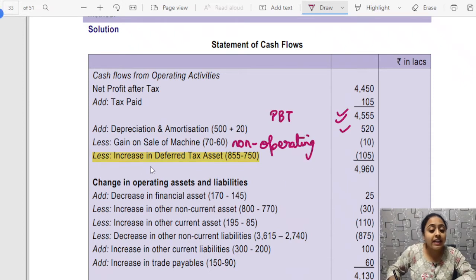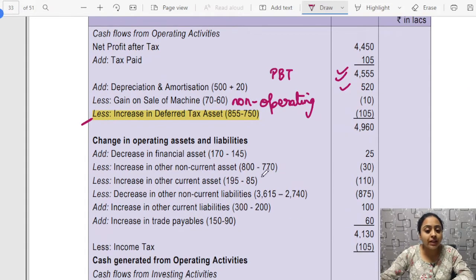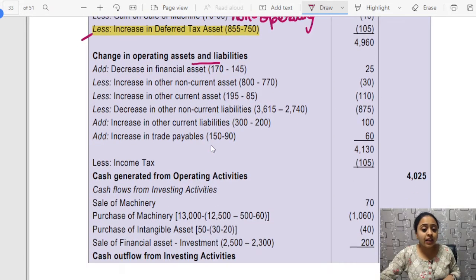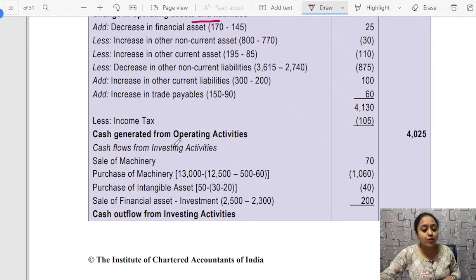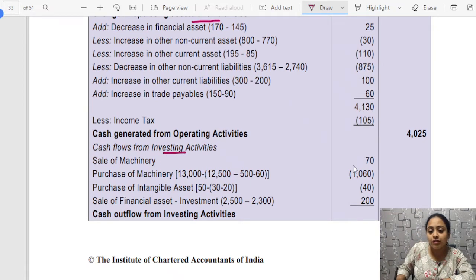Increase in deferred tax asset, we'll come to this part later. Changes in operating current liabilities and incomes, working capital changes, you can adjust on your own. Now income tax, and you have got cash flow from operating activities. Now investing activity, as you know, sale of machinery you have got 70. For this you have to refer to the balance sheet.